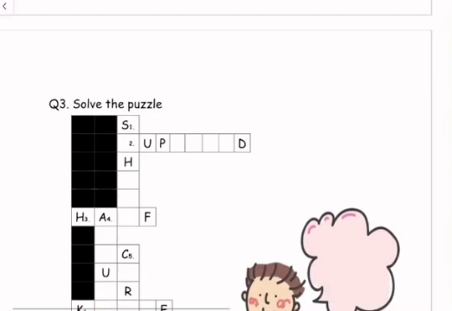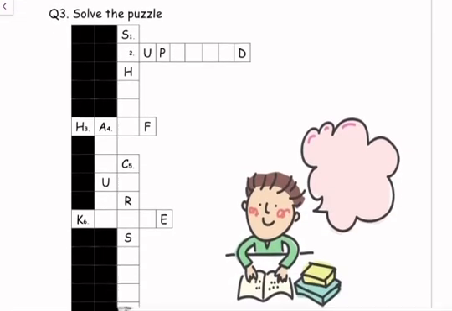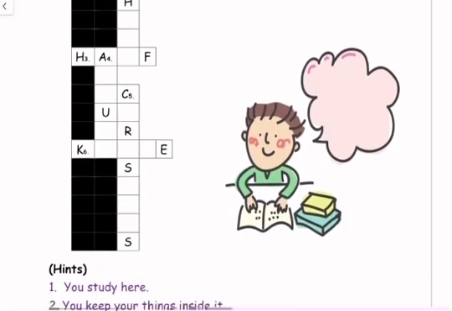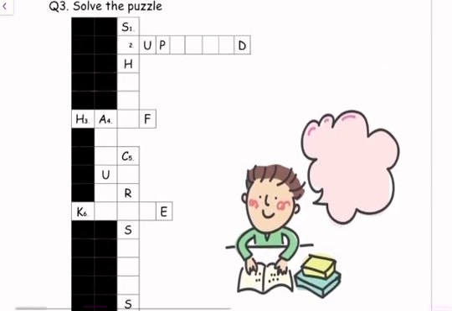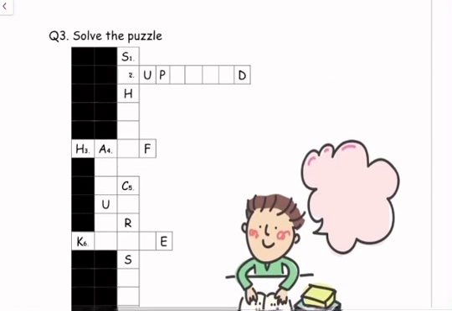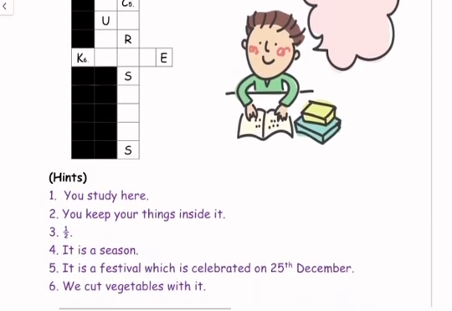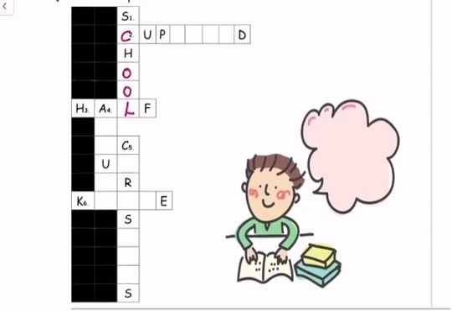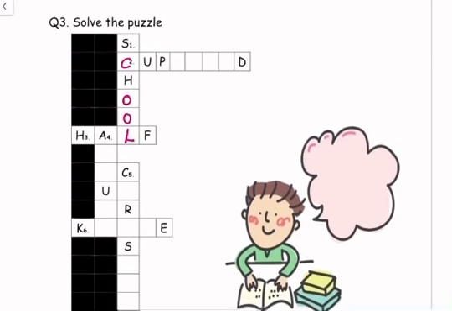Question number 3. Solve the puzzle. First one, hint. Number 1, you study here. We study in school. S-C-H-O-O-L. Number 2, you keep your things inside it. We keep our things in a cupboard. CUPBOARD.